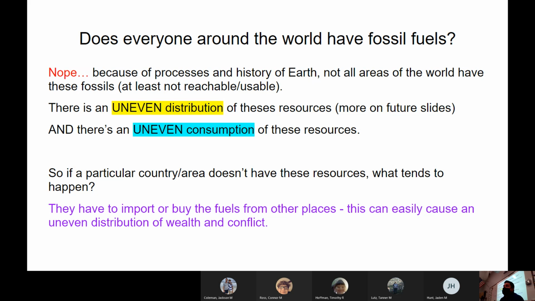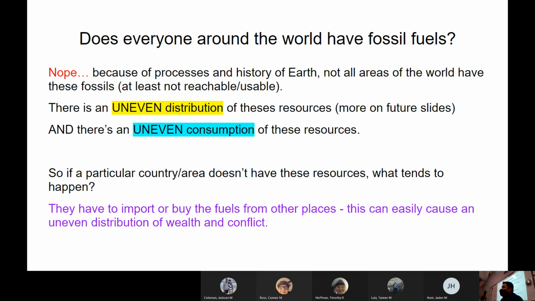And again, this has been happening for hundreds of years. And that's why Christopher Columbus and all the other explorers left their country to go get trade and import and conquer to get their resources. And again, that can create an uneven distribution of wealth and conflict. So if you are a country with no resources, you are now losing even more money to buy resources. And then that country that had resources is even becoming richer because you are giving them money for resources. And that creates an uneven distribution of wealth.